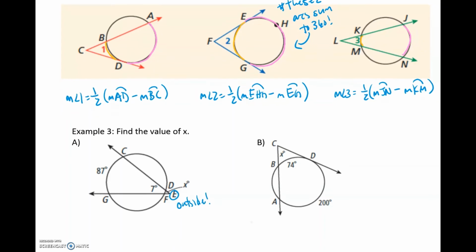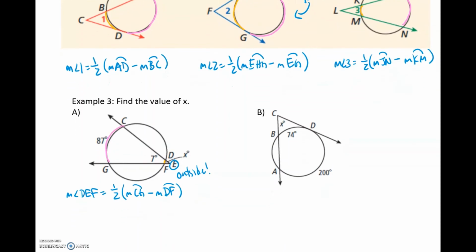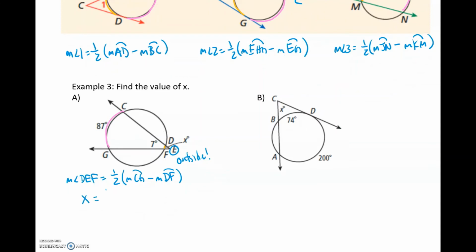So I can go ahead and set up my equation. It really doesn't matter if it's a secant, tangent, tangent, tangent, secant, secant, because it's all going to be the same formula, right? The measure of angle DEF is going to be 1/2 the difference of the intercepted arcs. And what are those intercepted arcs? I'm going to follow the angles out. I'll see one arc at the outside is CG, and the inner arc here is DF. So this will be 1/2 of arc CG minus arc DF, because we're going to go outer minus inner, and then just plug it all in. So X is 1/2 of 87 minus 7. 1/2 of 80 is 40.